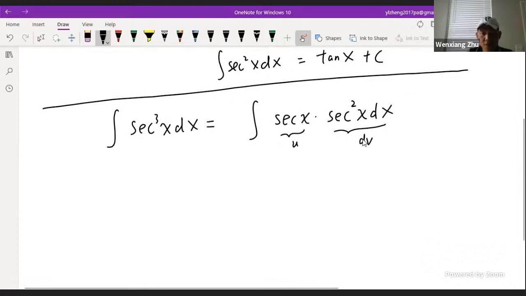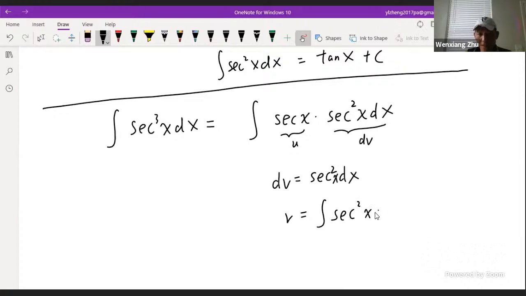The reason for me to choose my dv as secant x squared dx is it's very easy for me to find out the antiderivative. I can find out what v is, because if I do the antiderivative of secant x squared, I end up with tangent x. That's the reason why we want to rewrite secant x cubed in this way. So go back here. My u will be just equal to secant x.